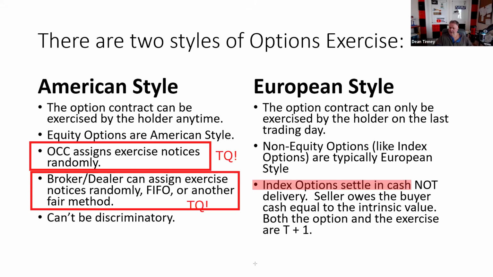So here it's cash settlement. The seller owes the buyer cash equal to the intrinsic value. That's what I got to come up with. I don't have to come up with the index. And both the index option and the resulting exercise are both T+1.